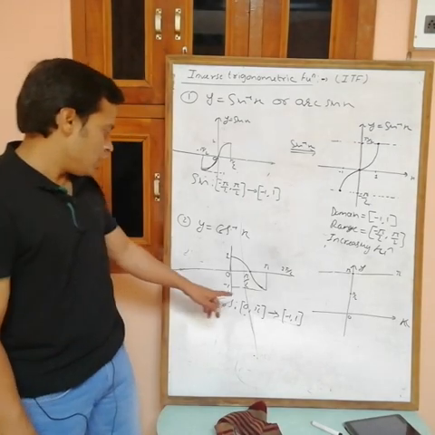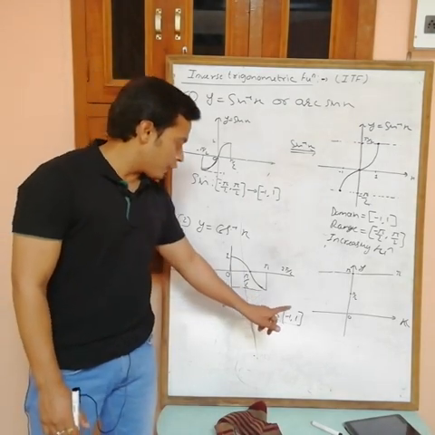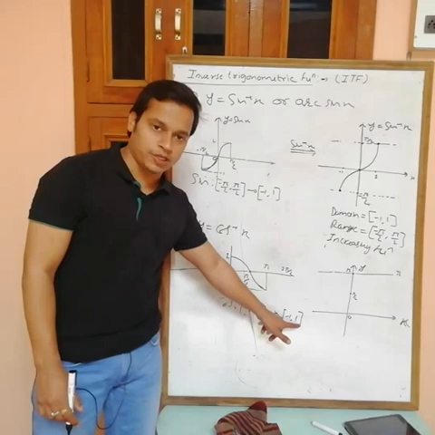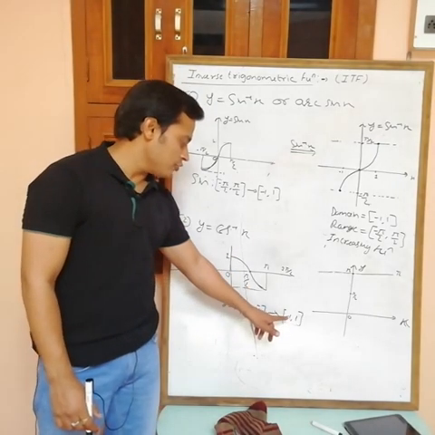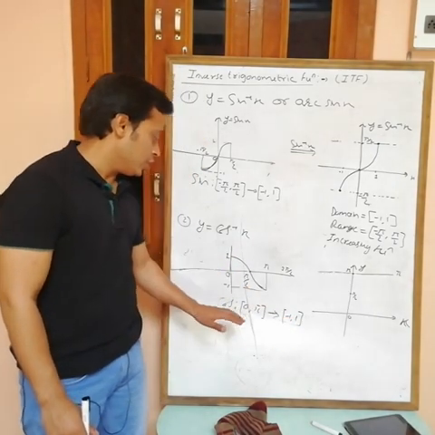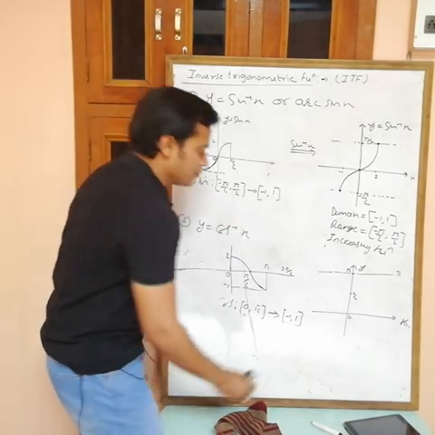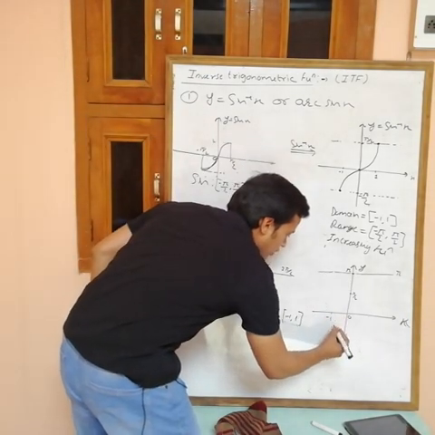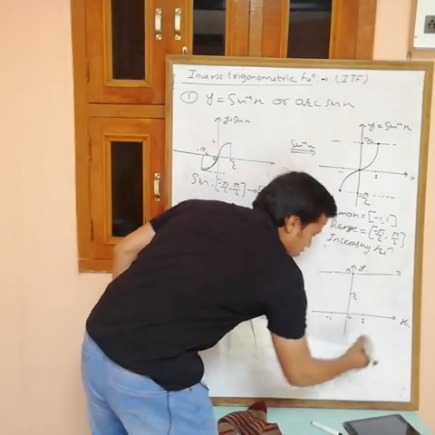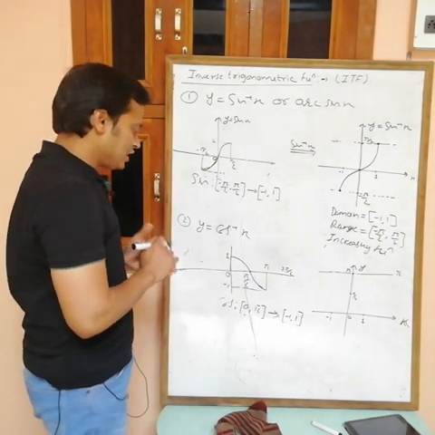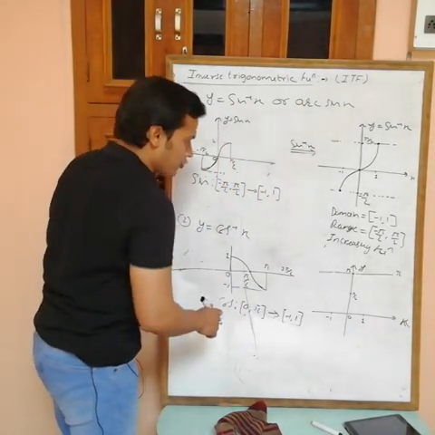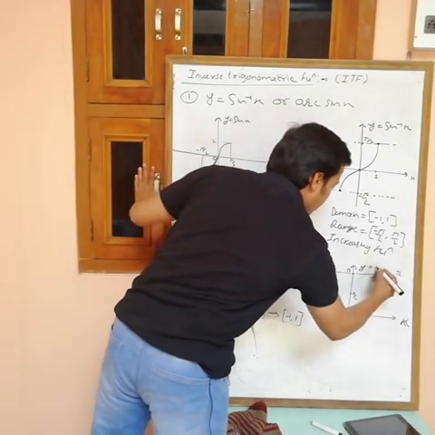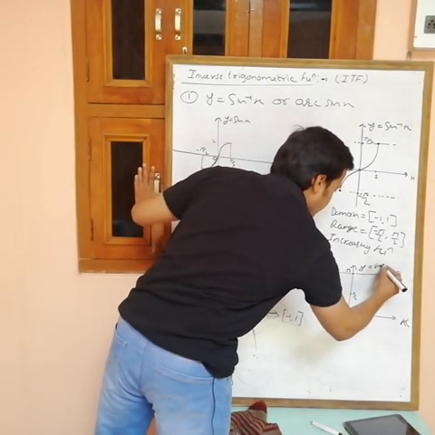Now see, the range of cos x is -1 to +1. Then the domain of this one is -1 to +1. So -1 to +1, this is the domain. Now see, in case of cos, I am drawing here the graph y equals cos inverse x.